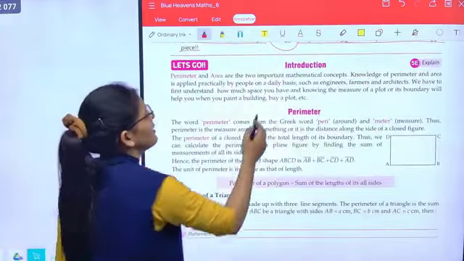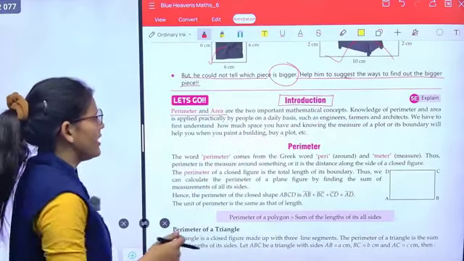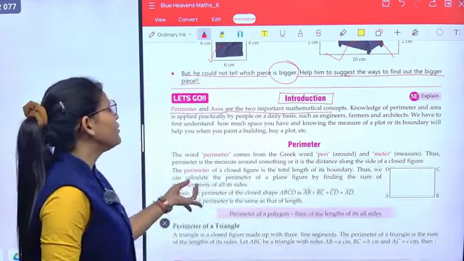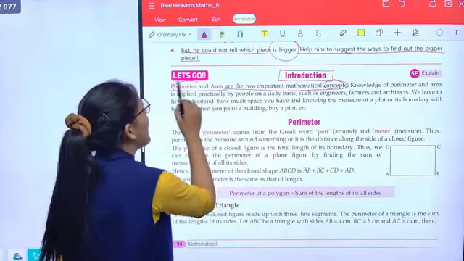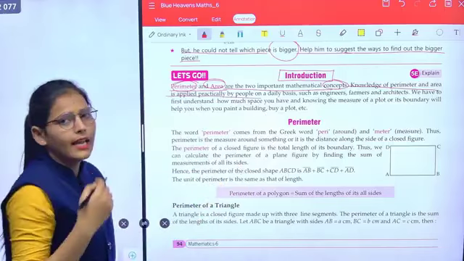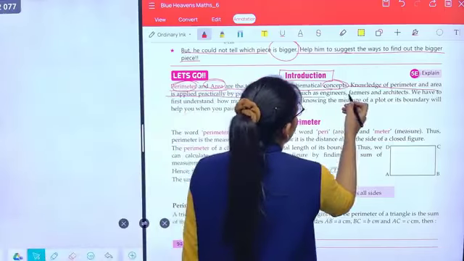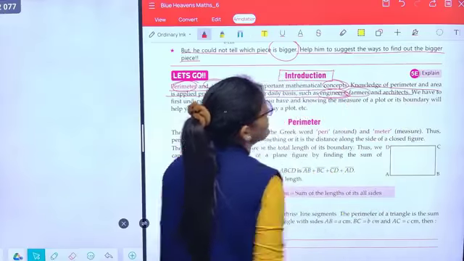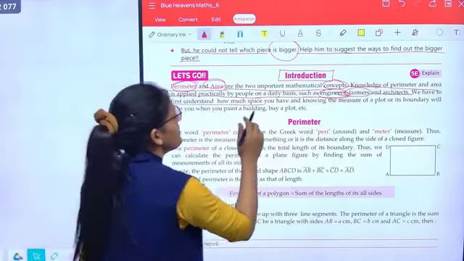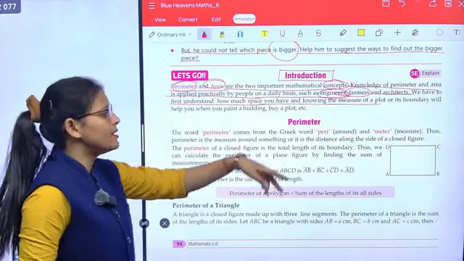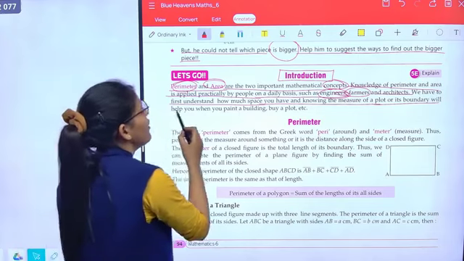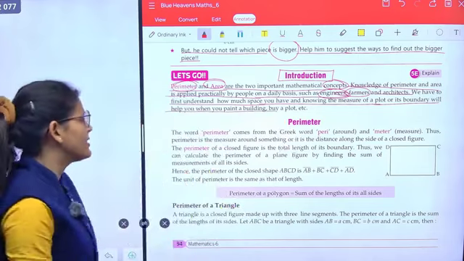Now class, come on, introduction. Yes, perimeter and area are two important mathematical concepts. Knowledge of perimeter and area is applied practically by people on a daily basis, such as engineers, farmers, and architects. We have to first understand how much space we have, and the measure of a plot or its boundary. It will help you when you paint a building, etc.